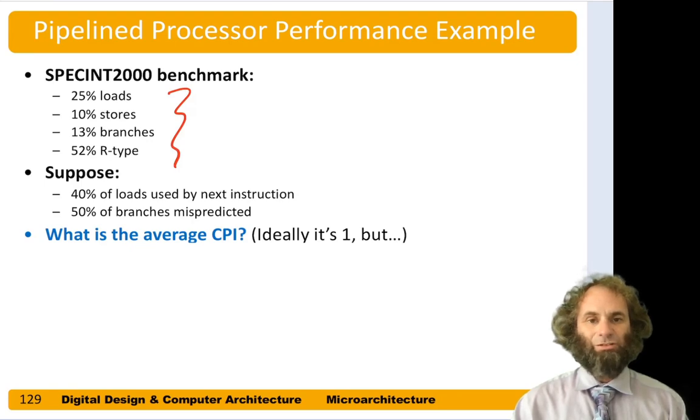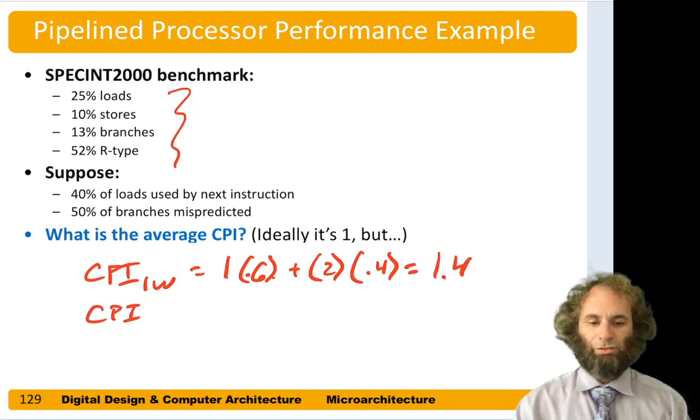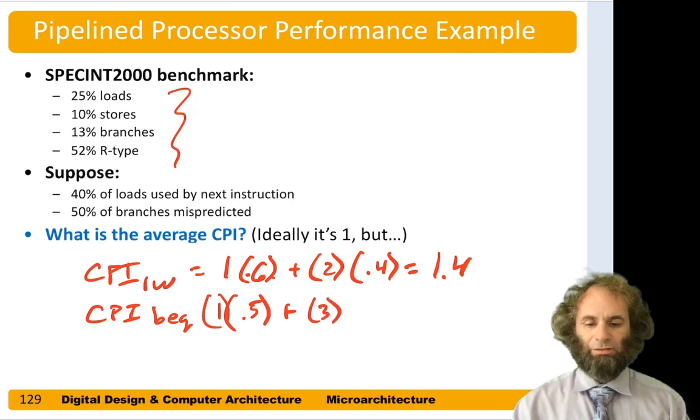Ideally in a pipeline processor it should be 1, but in reality there's some stalls that increase the CPI. So for a load, for the load word, it's 1 cycle 60% of the time, and 2 cycles 40% of the time, which is 1.4. Cycles per instruction for the branch is 1 cycle 50% of the time, and 3 cycles, the other half of the time when we mispredict, which is 2.